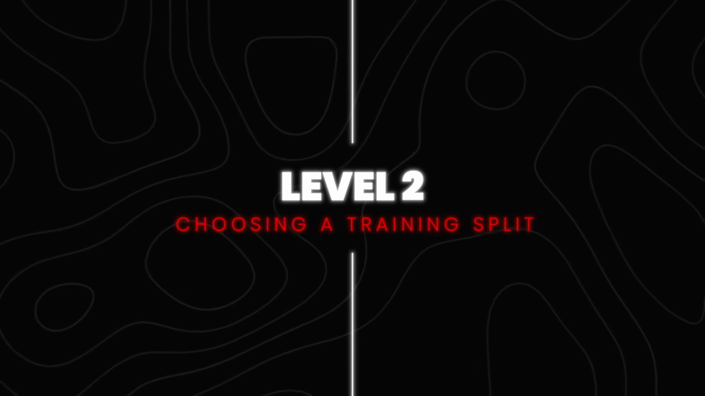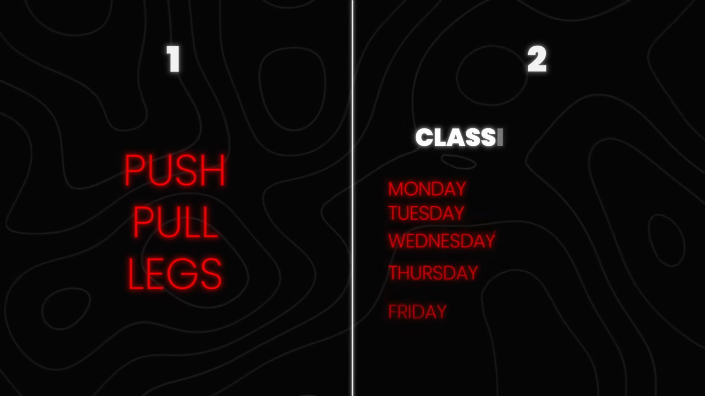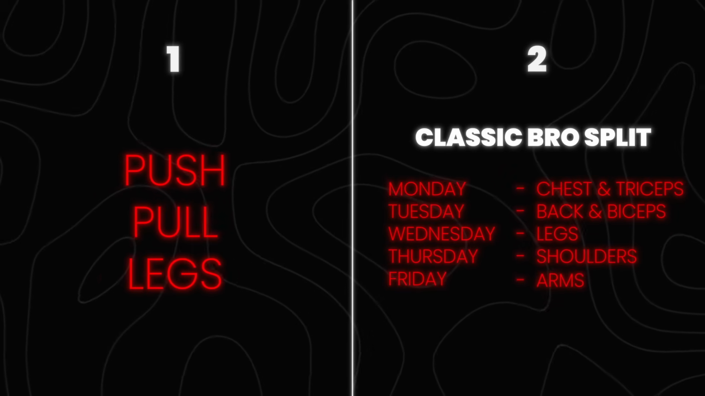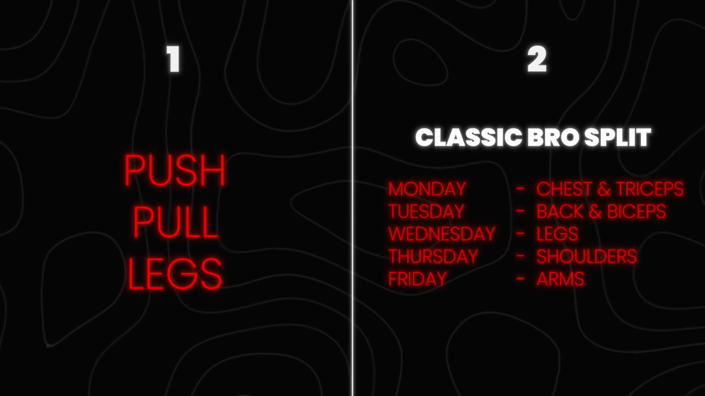So let's move on to step number 2, choosing a training split. Here's where you're going to set up the structure of your training week. You have a lot of options here. Some of the most popular training splits are 1, push-pull legs, or 2, the classic bro split. Monday chest and tris, Tuesday back and bis, Wednesday legs, Thursday shoulders, Friday arms.